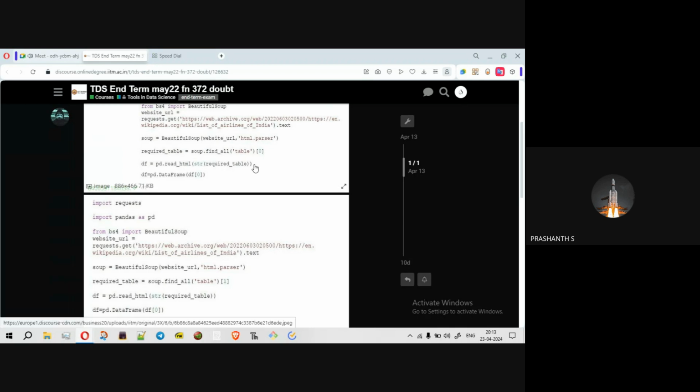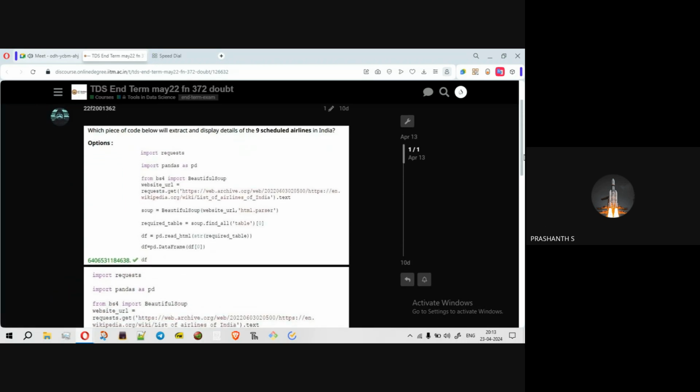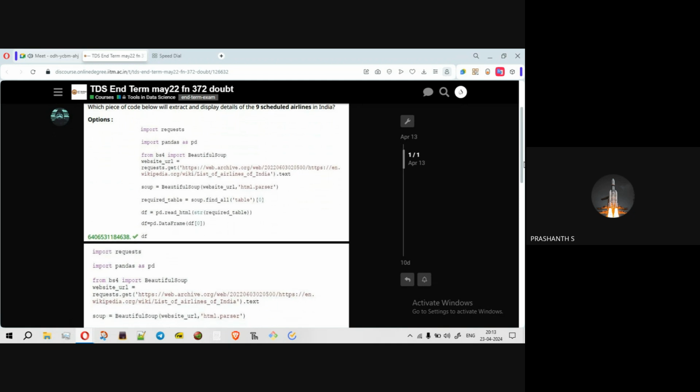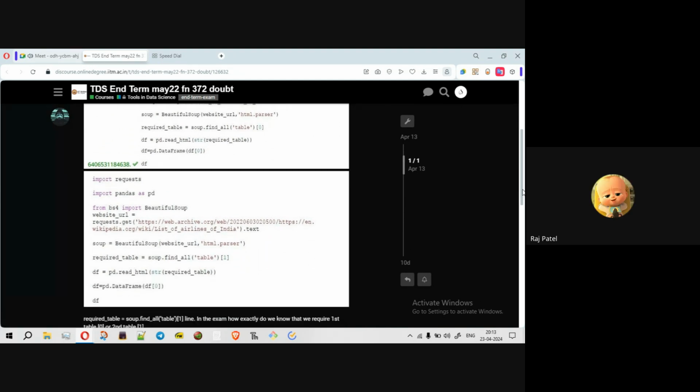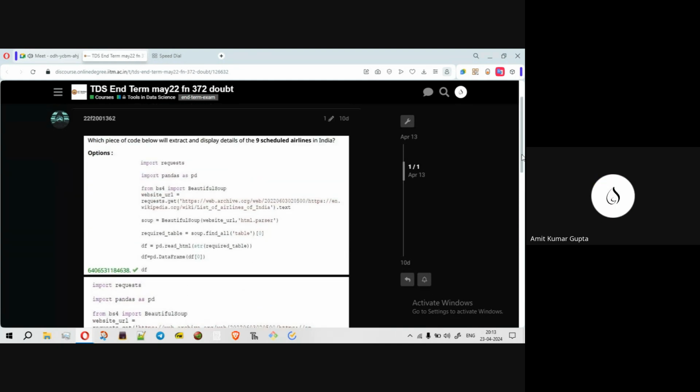Actually, only one of them should be correct, right? But the question is not given. I am not even sure if both options are part of the same question. Maybe they are from different papers. No, it's the same. I can share the screen also. Anonymous is me only. Okay.